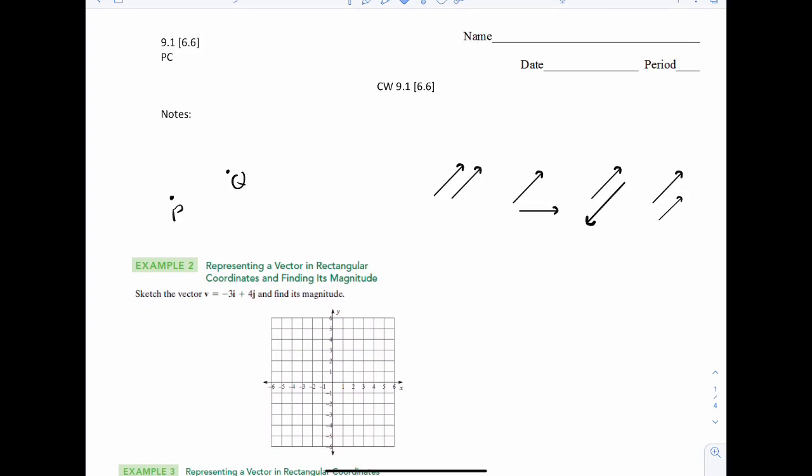Welcome to Classic 9.1, textbook section 6.6. Today we're going to be discussing vectors. So first, start by just writing vectors on your paper, like that, vectors.